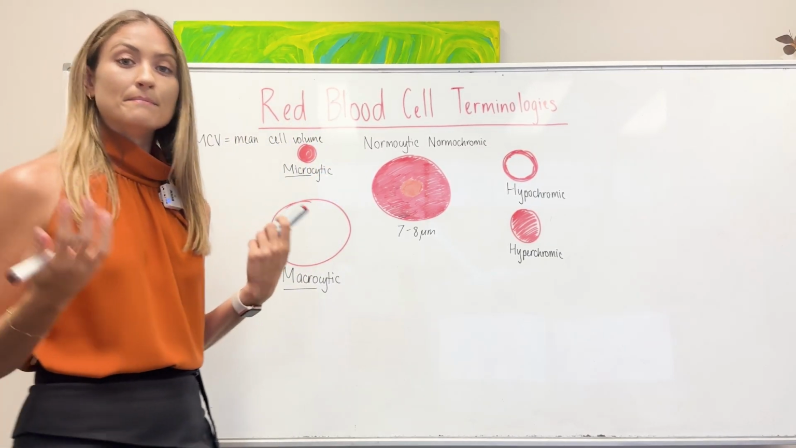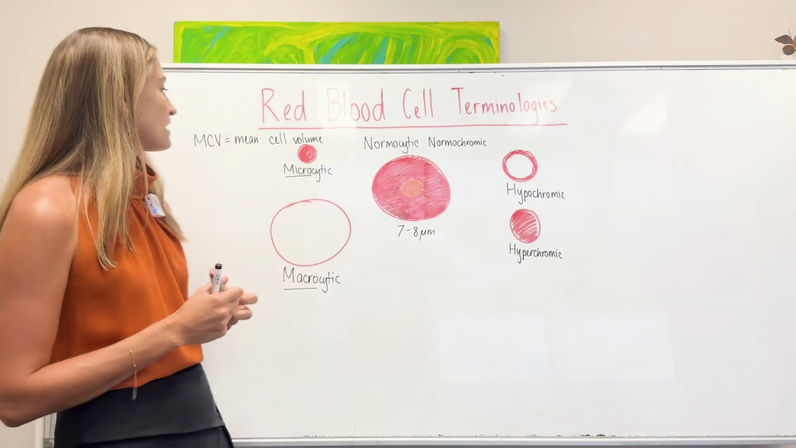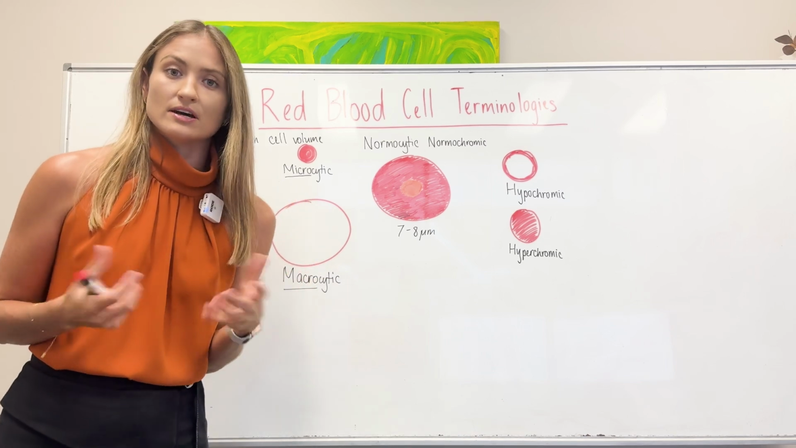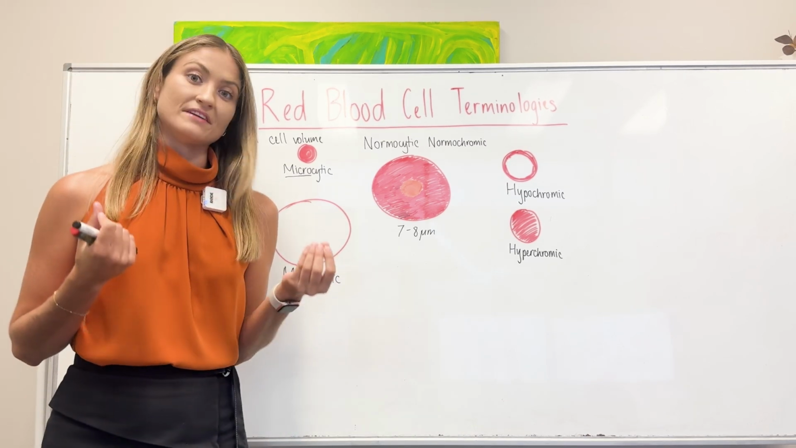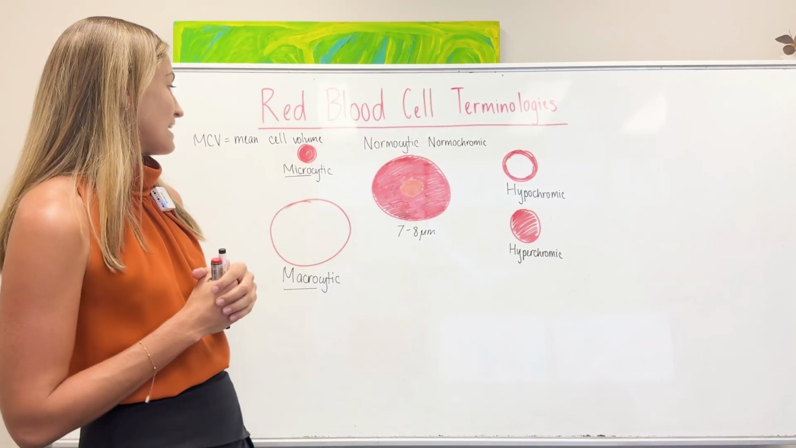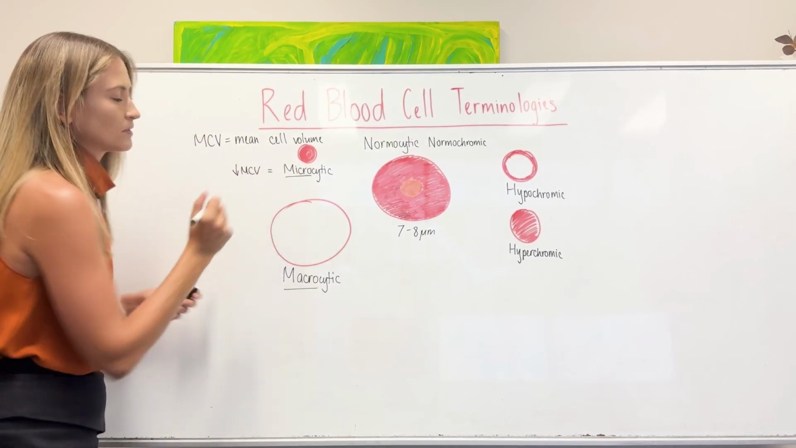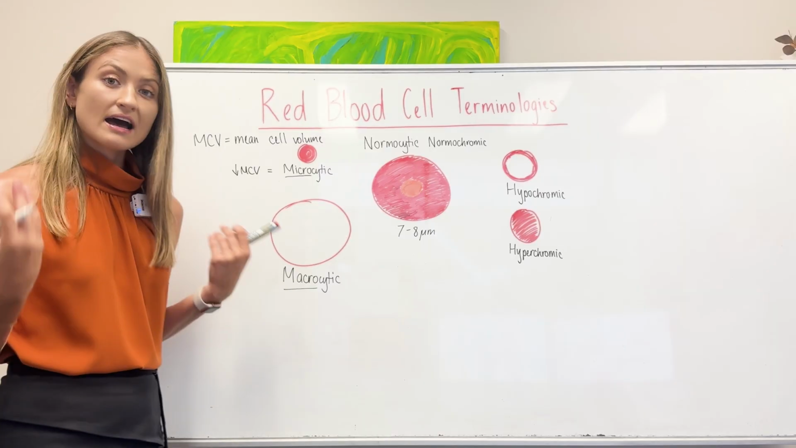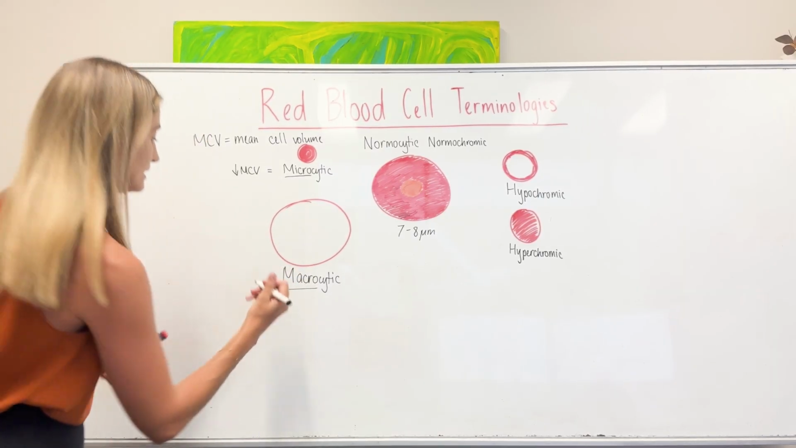Now you might hear mean cell volume or mean corpuscular volume, essentially meaning the same thing. But the MCV is going to tell us about the average volume of the cell or the size. So if we have a normal MCV value, we're going to call that normocytic. If we have a low MCV value, we can say that the red blood cells might be microcytic. And if we have high MCV values, it can tell us the cells might be macrocytic.